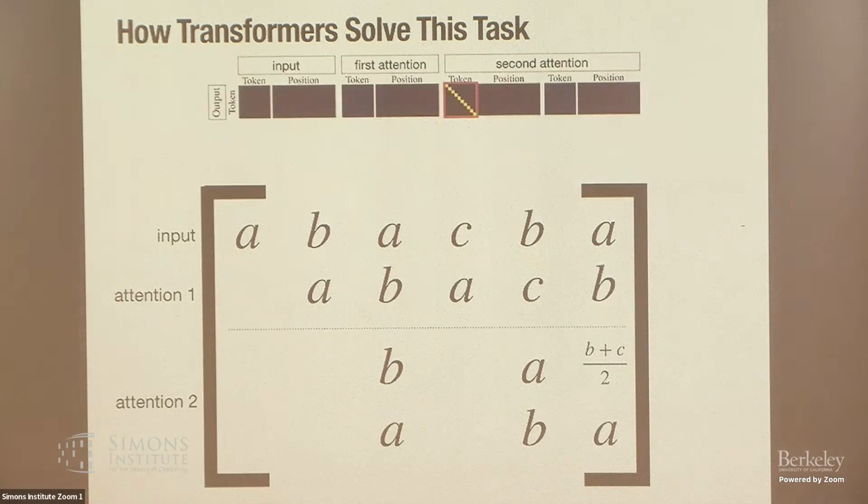It actually does this for all pairs simultaneously.